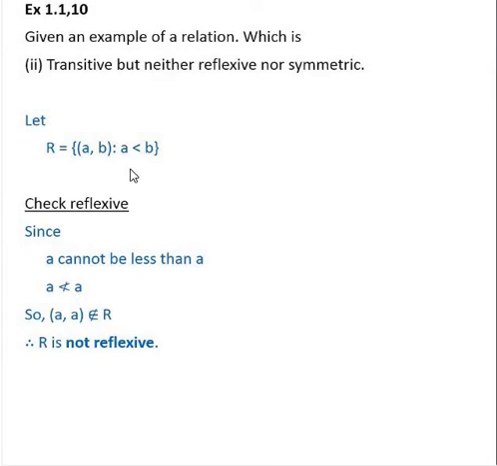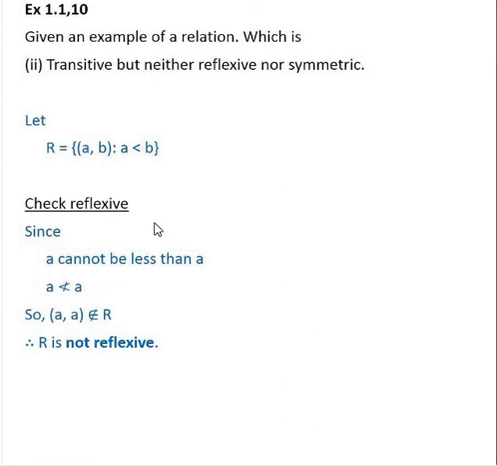Suppose the question is like this: find a relation which is transitive and reflexive. If I want to make this reflexive, then I have to add the equality sign. But in our question, we want a relation which is not reflexive. That's why we have written a is less than b. So this relation is not reflexive.